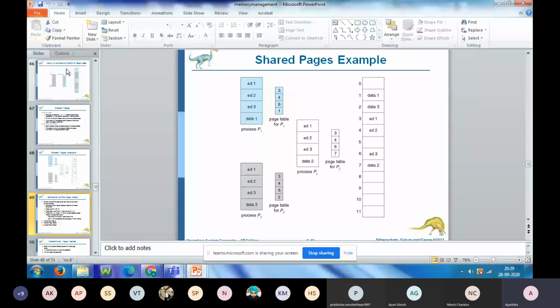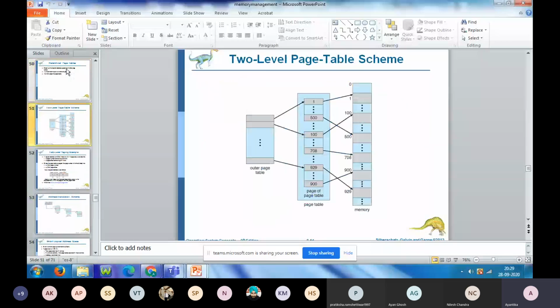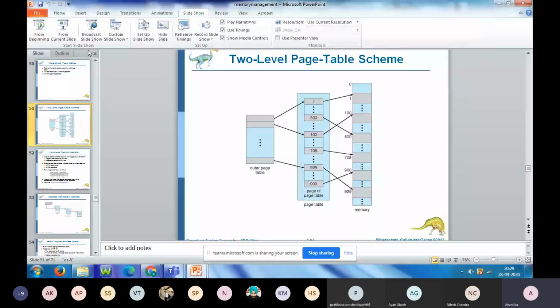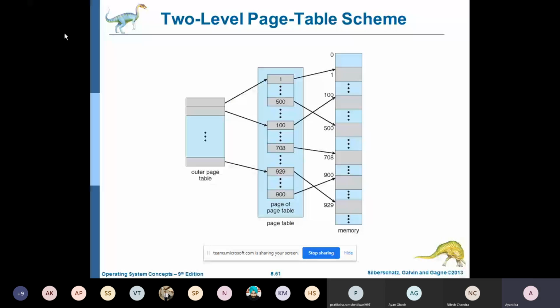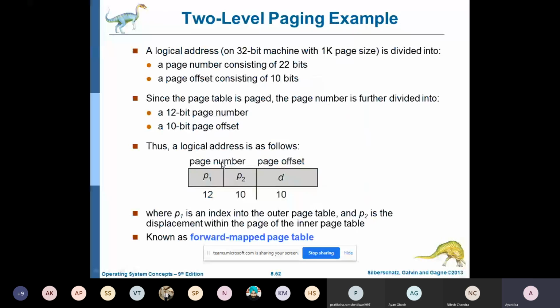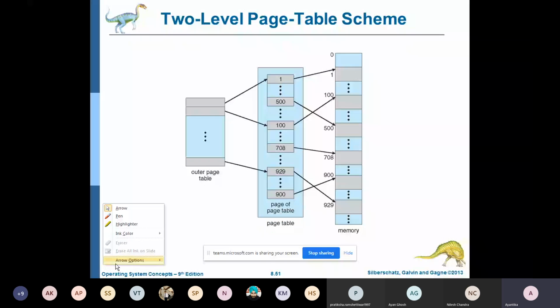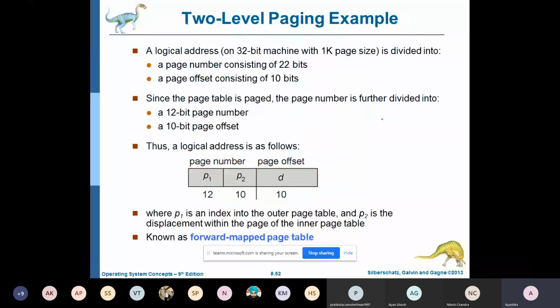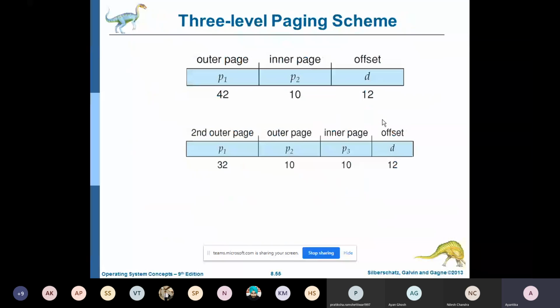And how to improve this paging technique with some hierarchy, where we use not only a single page table, but hierarchical page tables. You can see they're using some outer page table. From there is a mapping to some inner page table, and from there is some mapping to memory. So that way, the two-level page table is helping you to improve the performance and do the address translation. So these are the advantages of the hierarchical page table.